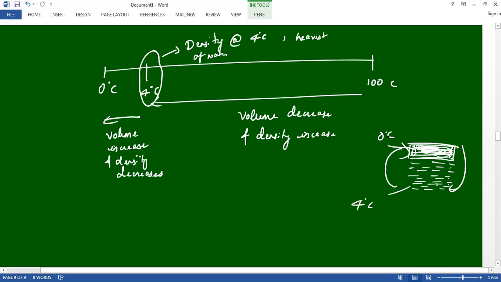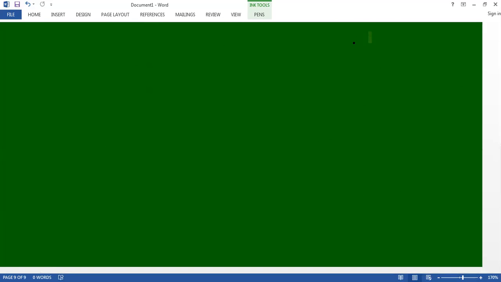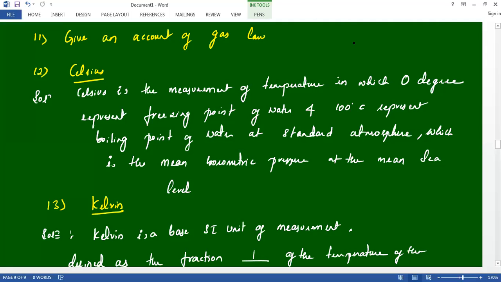Let us move on to the next question, that is question number 11: give an account of gas laws. This question has already been discussed. We have to discuss Boyle's law, Charles's law, and Gay-Lussac's law. So three laws we have to discuss here in the account of gas laws. So this is already completed. Let us move on to the next one.